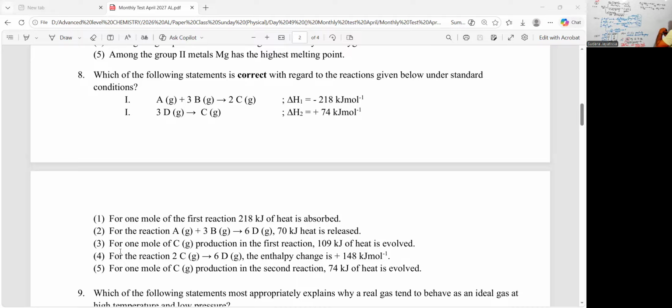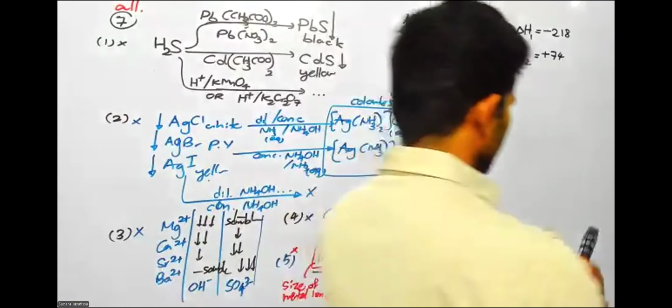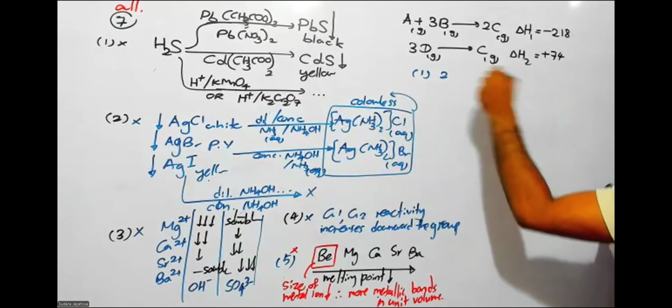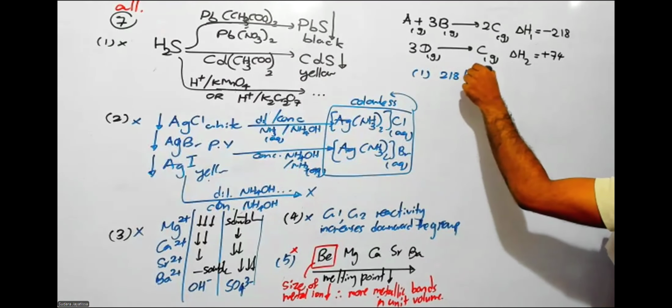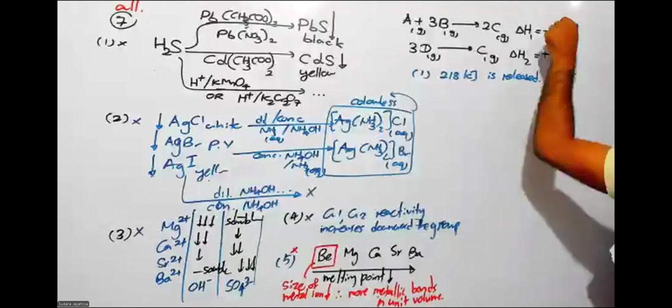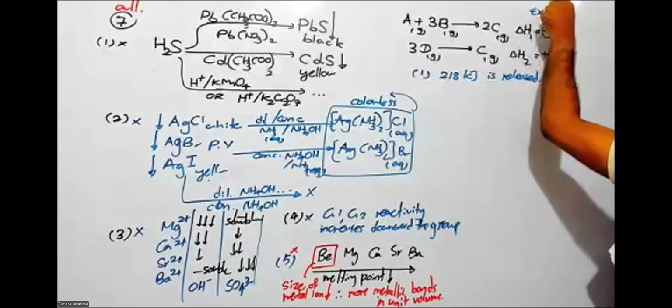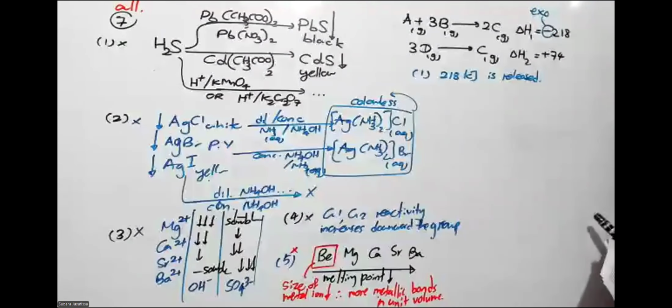Okay, so that statement is wrong. It's not absorbed. The minus sign implies exothermic. So 218 kilojoules of heat is not absorbed. It is released. I'll explain all the statements at once. So you can say 218 kilojoules is released. This minus sign implies it is exothermic, so it releases energy. First one is wrong.